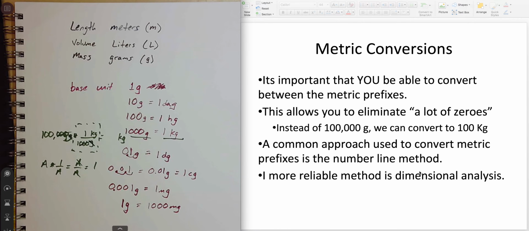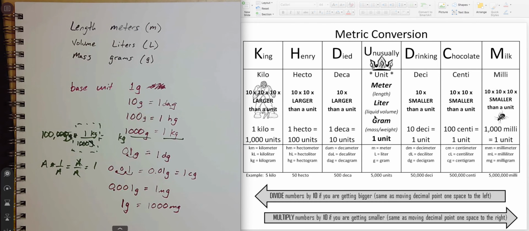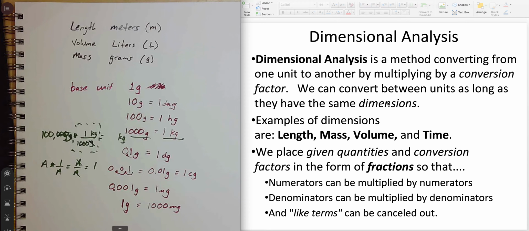That's called dimensional analysis. The number line system uses this whole King Henry died unusually drinking chocolate milk. It's doing the exact same thing. If we would have had 100,000 grams, then we would have just moved things over and said there's 1,000 of the base unit in it, and we'd be able to just move decimal places. Not too hard to do, but in big conversion problems, dosage problems, pharmacology, nursing, you're not going to be able to do that. You're going to have to use dimensional analysis.